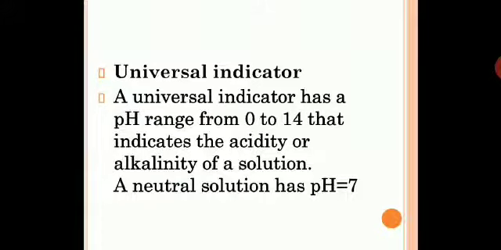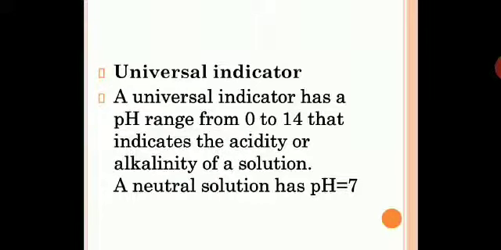So what is universal indicator? First of all, you need to know litmus. Suppose you take an example of litmus paper or litmus solution as an indicator, it will just give you the presence of acidic or basic nature of the substance. But if you want to know the actual strength of the acid, whether it's weakly acidic, moderately acidic or highly acidic, or weakly basic, moderately basic or highly basic, for that you need to have a proper pH. We need to know the proper pH of the substance. For that we use universal indicator.